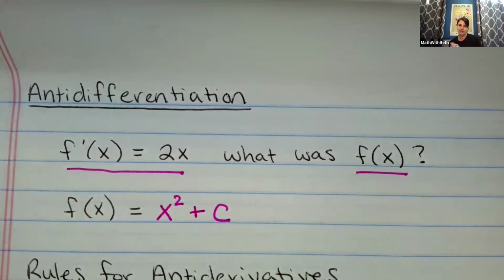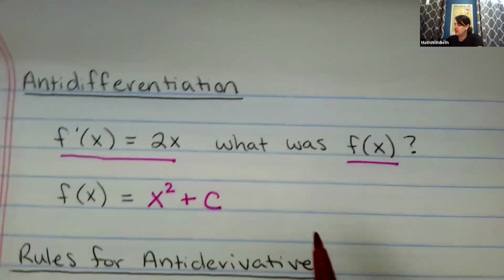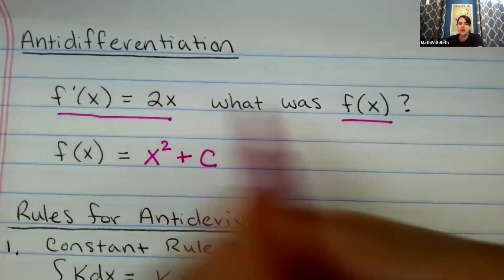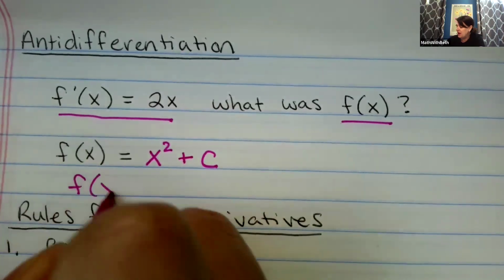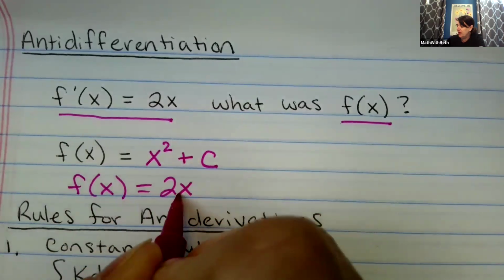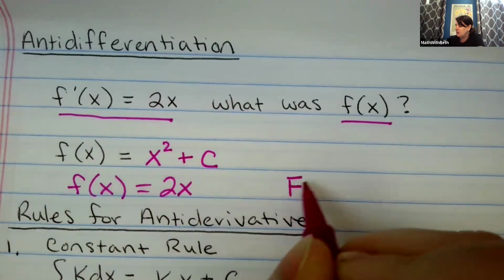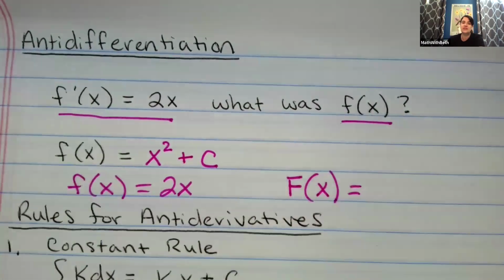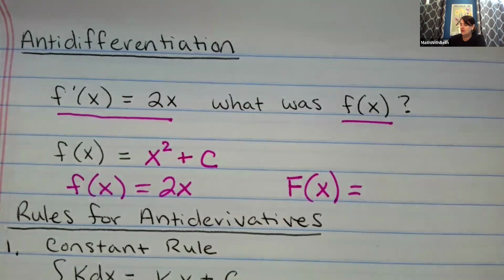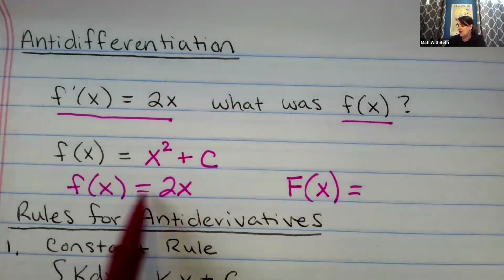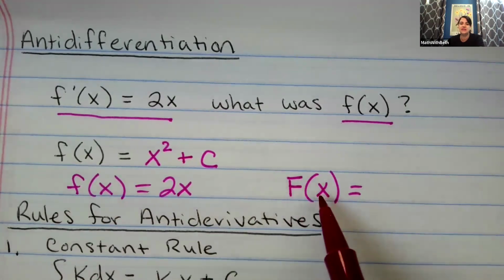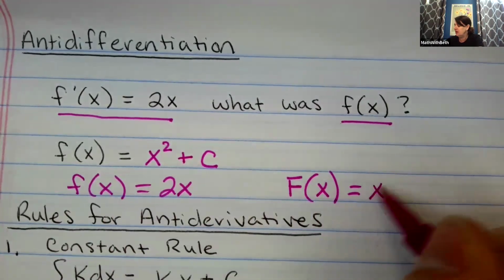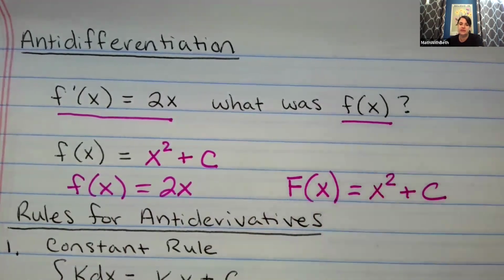And then for notation, they are sometimes going to say, all right, what if the derivative was 2x? Can you go backwards and find the original? And they'll use this notation to show that. So if 2x is our f of x, and they ask for the capital F of x, that's how you know they want you to go backwards and find the original. So again, it would be x squared plus c.